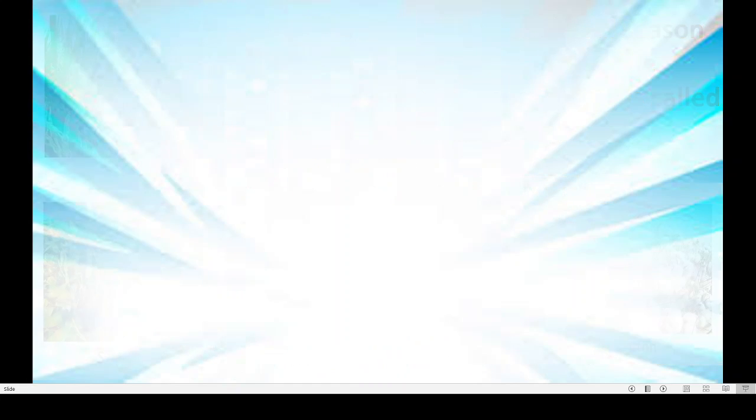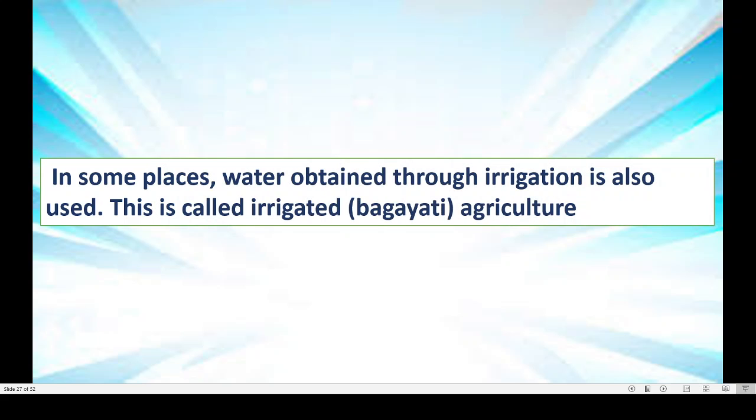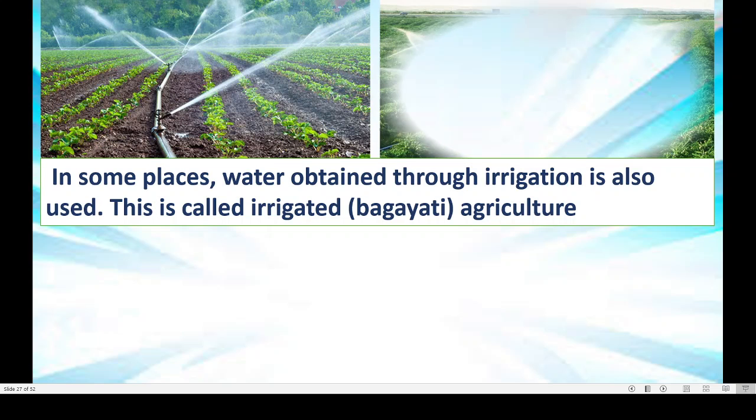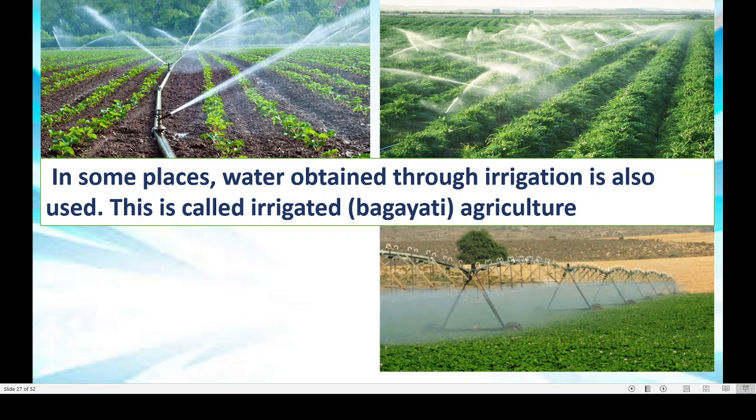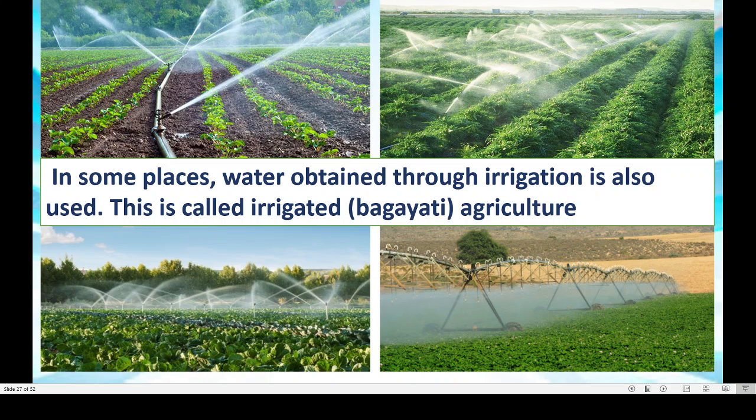The next thing is, in some places water obtained through irrigation is also used. Means stored water is used for the crops. That is called Bagayati or irrigated agriculture. See these irrigation methods: drip irrigation and sprinkle irrigation. There are two types. Like this, by using the pipes, we supply sufficient water to the crops, and we don't depend on the rain. That is called Bagayati agriculture or irrigated agriculture. You can see here how they are supplying water to the crops.